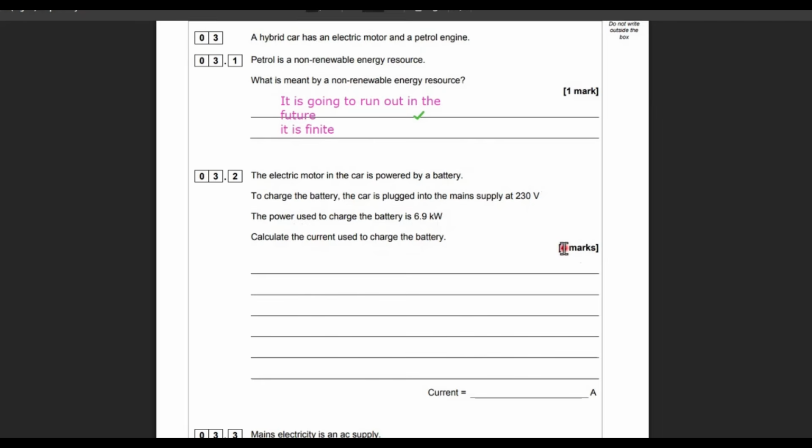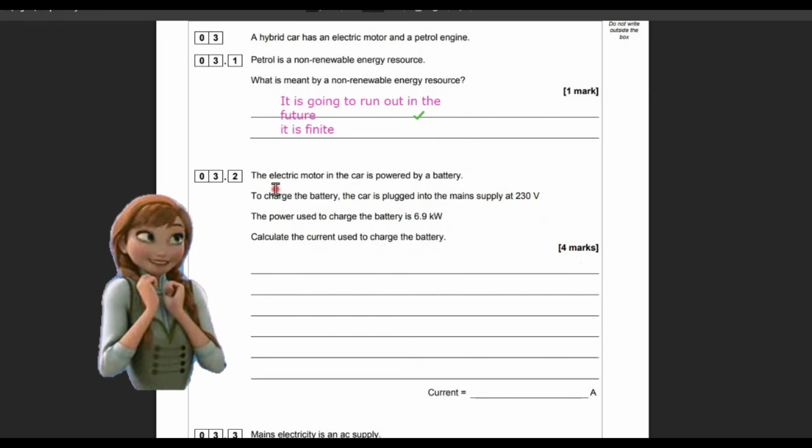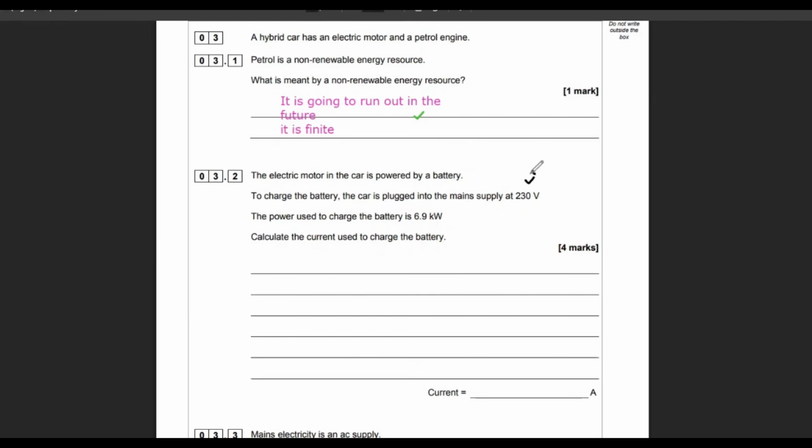Four marks. Now, up till 2027, you're going to get the physics equation sheet, so don't worry about that, folks. We've got the voltage, we've got the power. That's what kilowatts is, it's a power. And we need to find the current I. Once you've identified all the symbols in the question, go to your equation sheet and ask, is there an equation that can give me this? And there is. It's called PIV. P equals I times V.